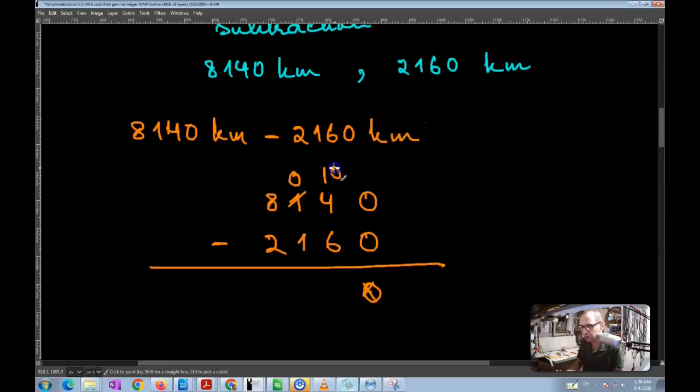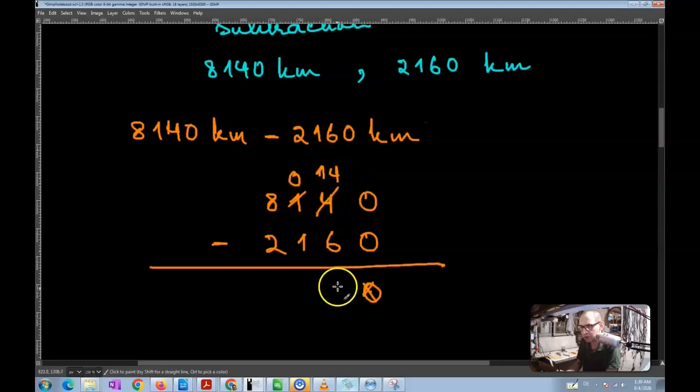So I have 10 groups of 10, and I already had 4 groups of 10 over here. So in total, I have 14 groups of 10 over here. So I write a 14 over here, and I get rid of this, right? So now basically, what this means is that I have 14 groups of 10, and I want to take away 6 of them.